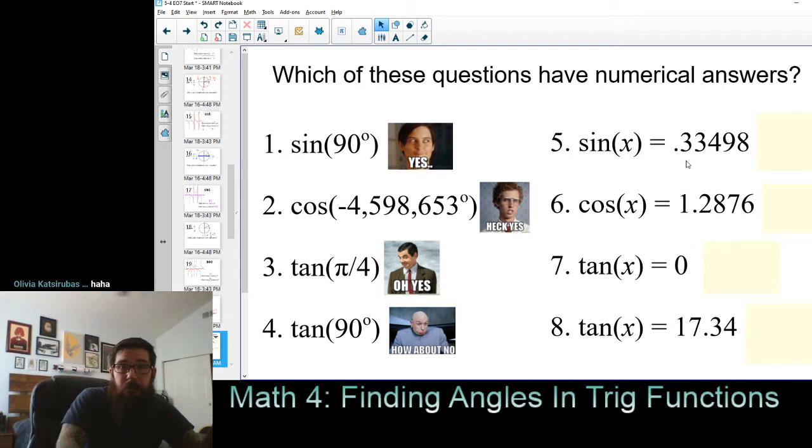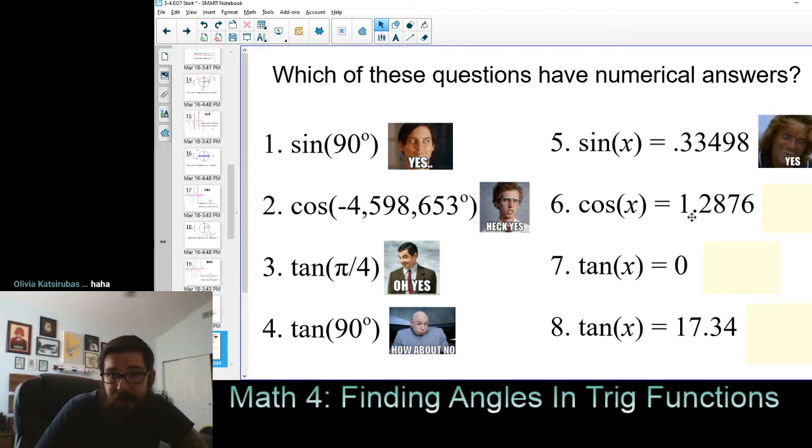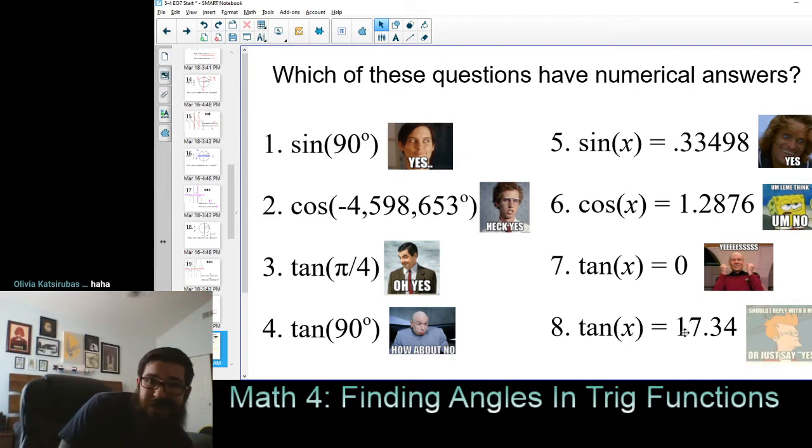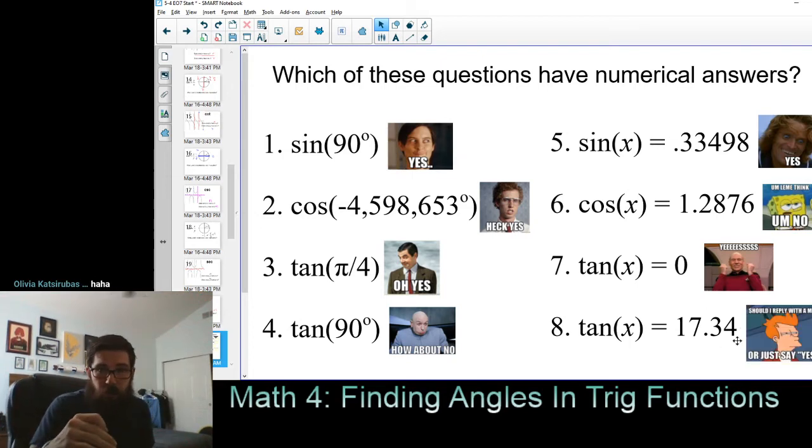Can sine ever be 0.33498? Yeah. Sine goes between a 1 and a negative 1, so this is in that range, no problems. Can cosine ever be a 1.28? No. Cosine's also going to go between a 1 and a negative 1, so it can't ever go outside of that. Can tangent ever hit 0? Yeah, it starts off right at 0, and at pi, tangent's going to be 0. Can tangent ever get 17.34? Yeah, we said that tangent can get any value in the world you want, but there's some x values it doesn't exist at.